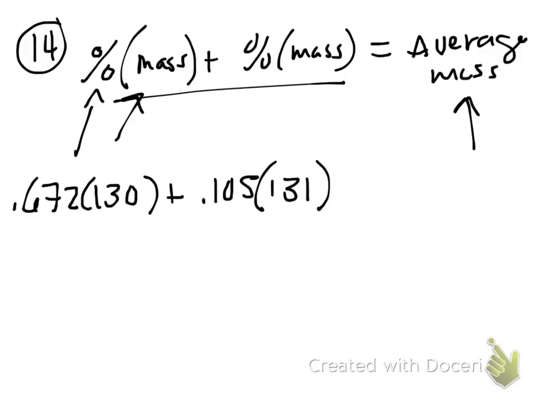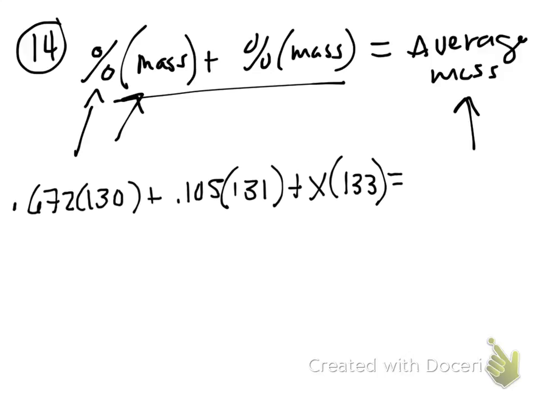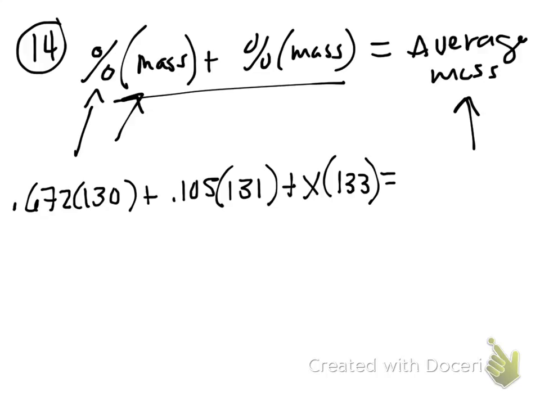Okay. 67.2 corresponds to 130. Yes? 10.5 corresponds to 131. Right? That's what I have now. Okay, we're good? Okay. I thought it was okay before. No, it was not at all. Okay. X times 133. And we have our average. I'm going to shrink this so I can fit it in. And our average atomic mass is 132.04 AMUs. Okay.